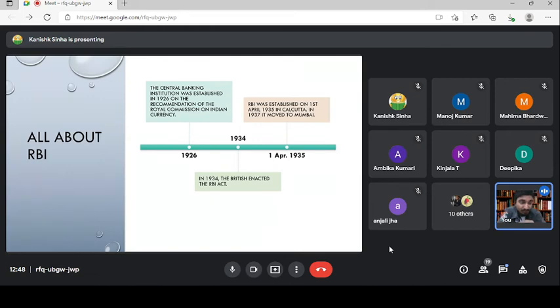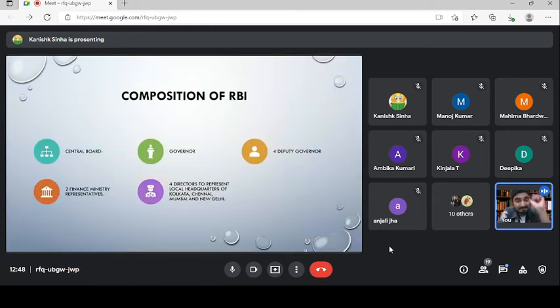Coming to the composition of RBI. So RBI has a central board. What is Mumbai called, guys? New Delhi is the capital of India. Mumbai. Very good.